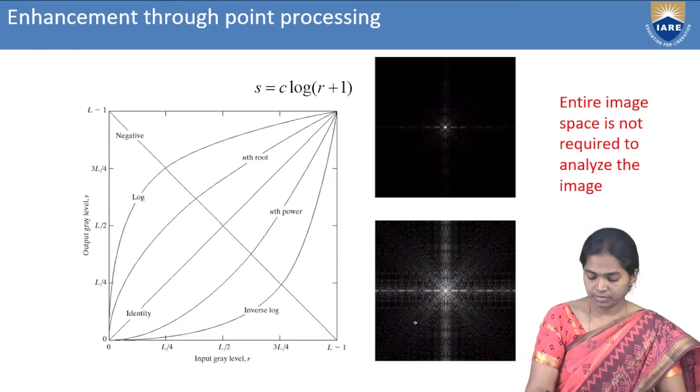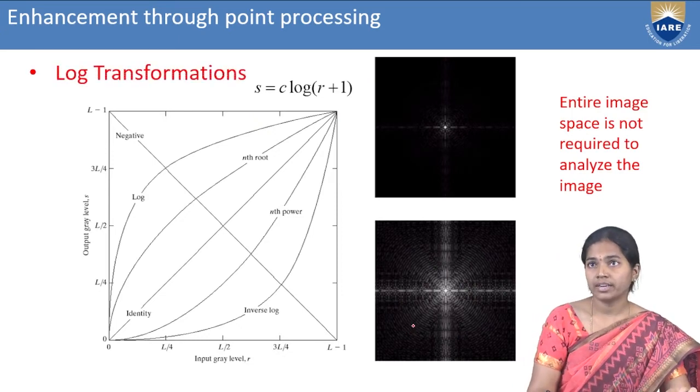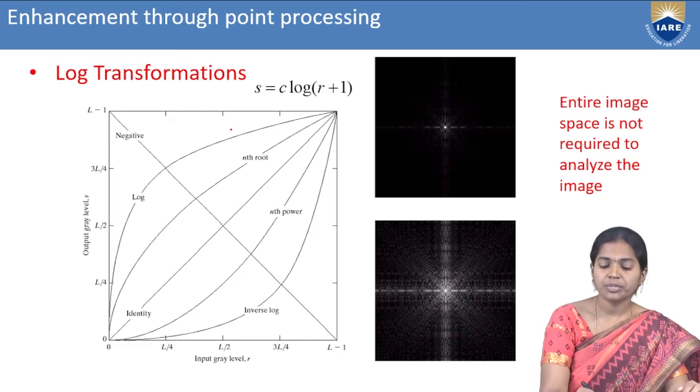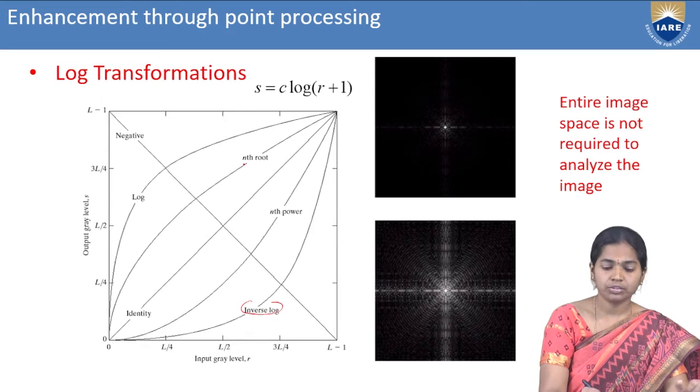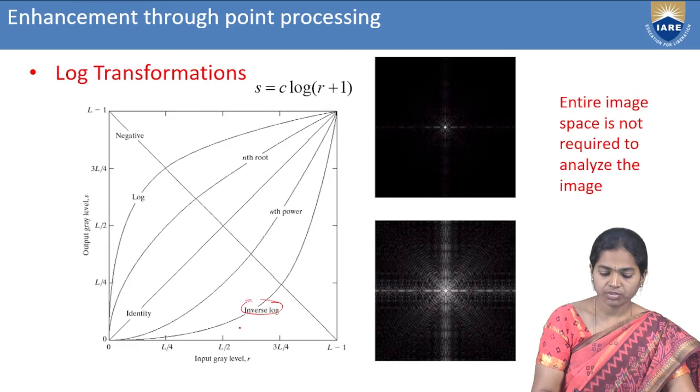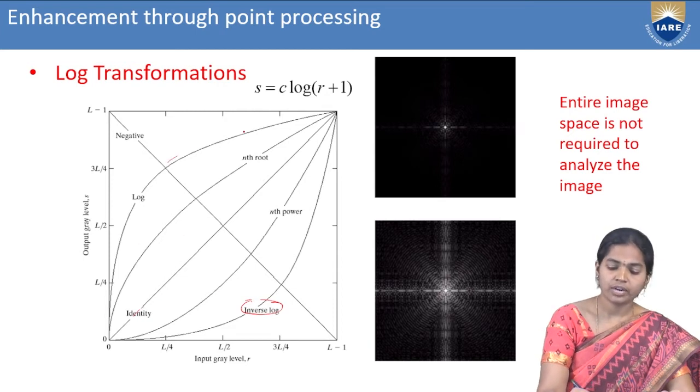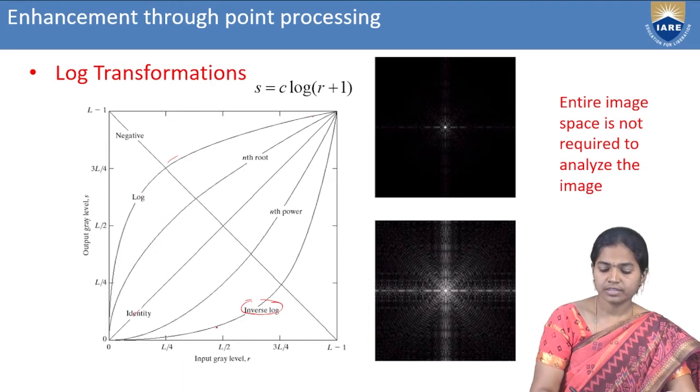Next, log transformation. In this log transformation, S equals C log of R plus 1. Depending on the R value changes, here we have the inverse, nth power, nth root and negative. This line we represent with identity. Here it is log transformation, here nth root. This is log, this side is inverse log, and here nth power.